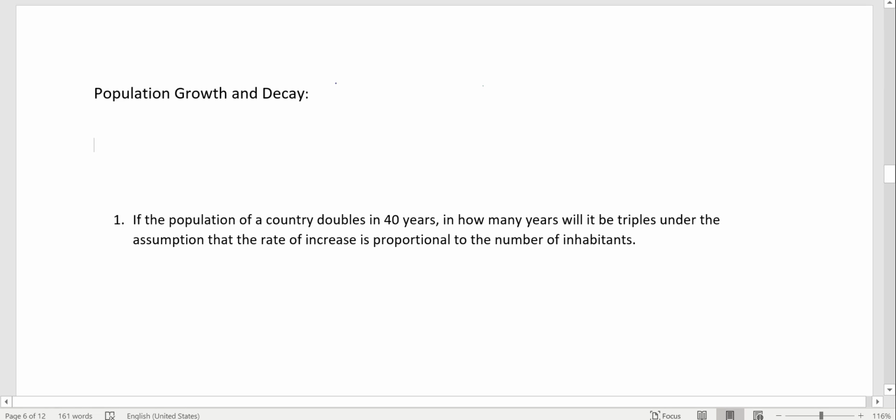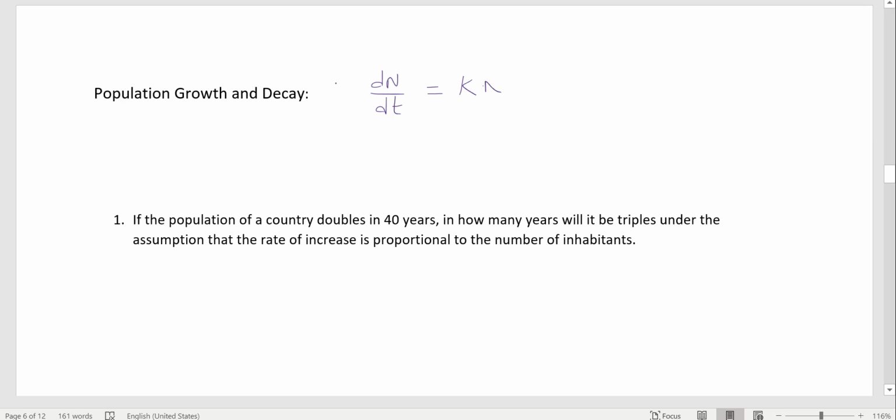So the formula for population growth will be, if n is the population at any time t, then the rate of growth, dn by dt, equals kn. Here k is the proportionality constant, and dn by dt is the rate of change of the population, the rate of growth, that is proportional to the population at any time t, so that is n. So dn by dt equals kn.